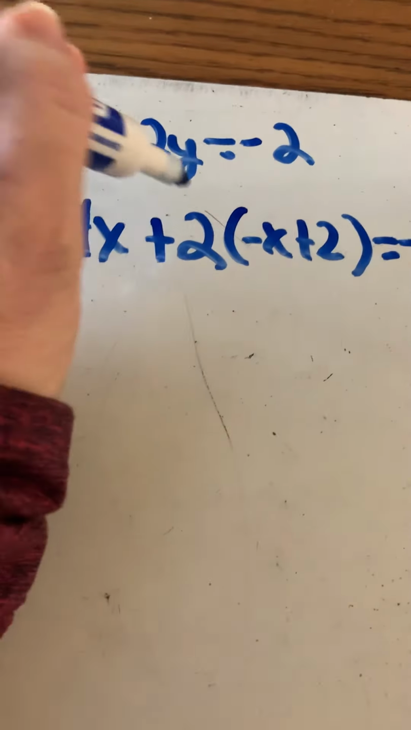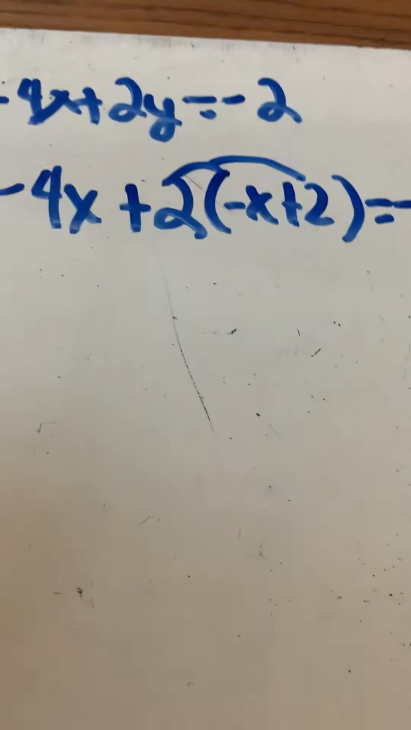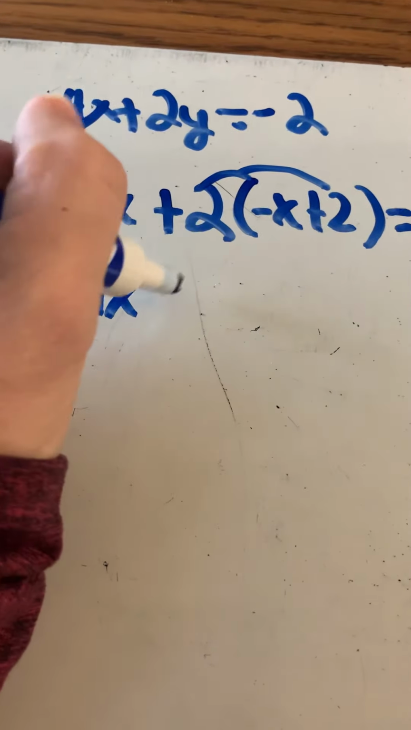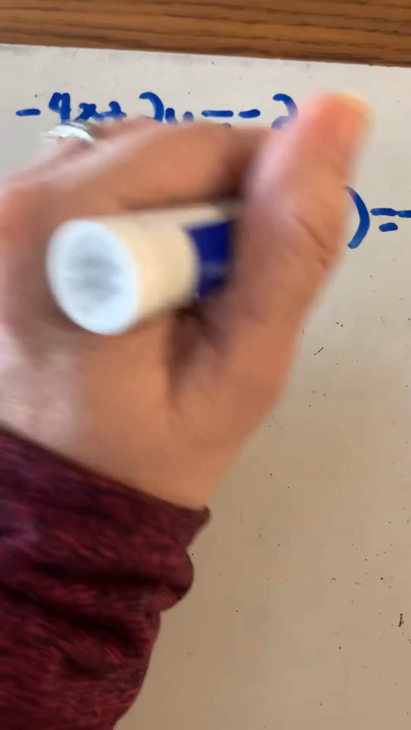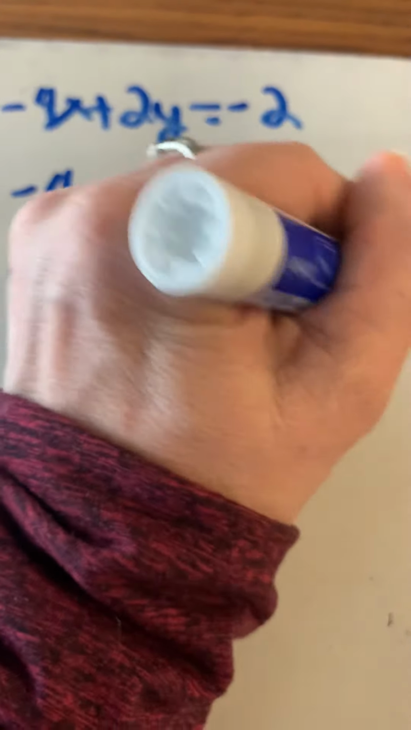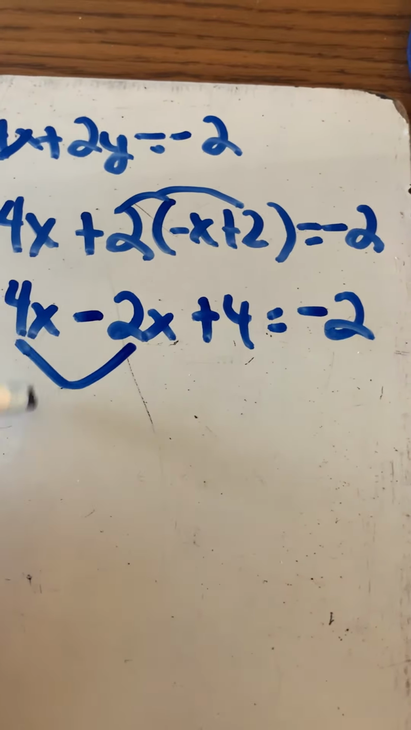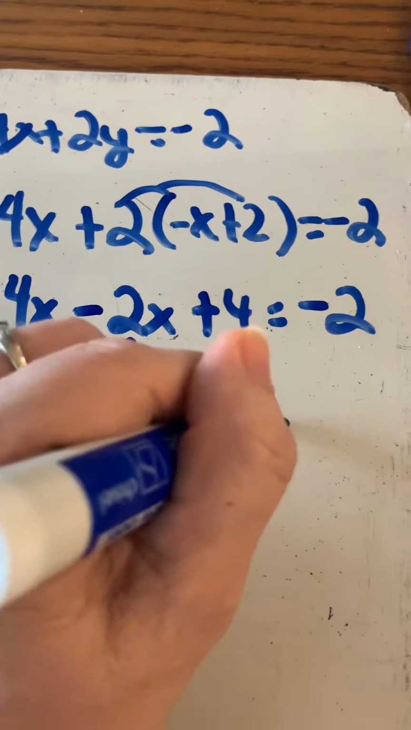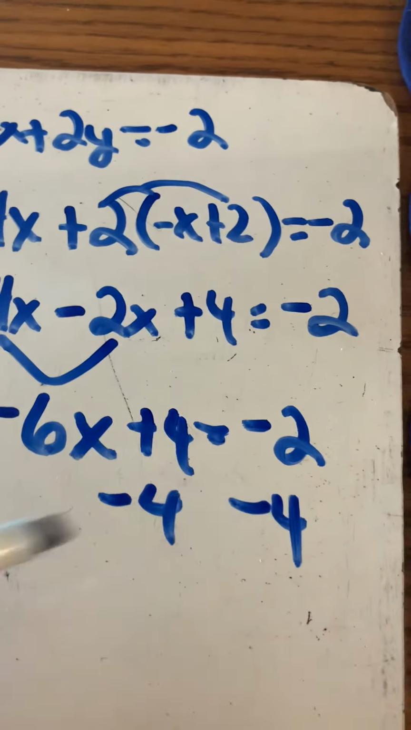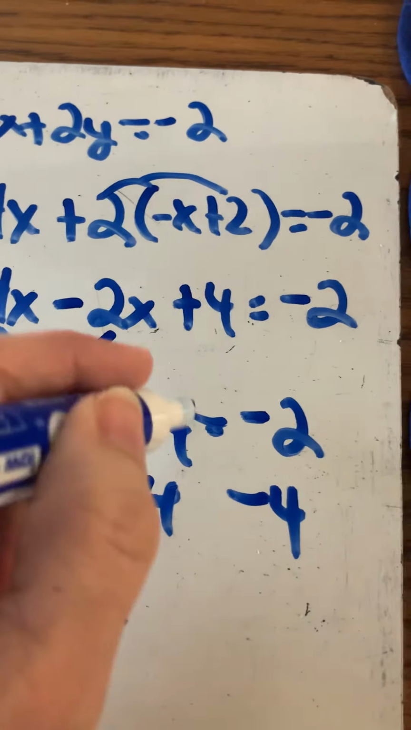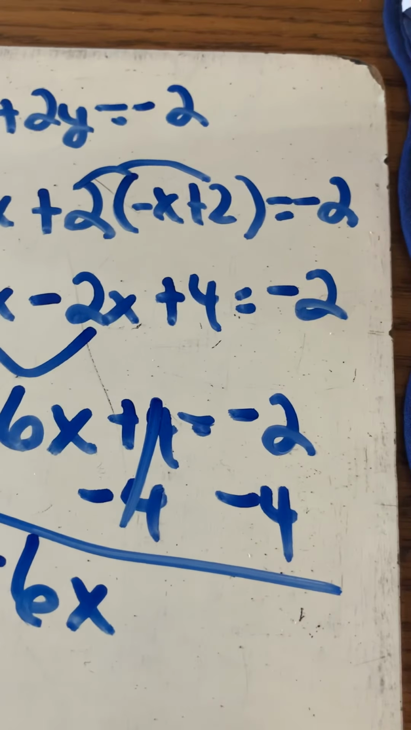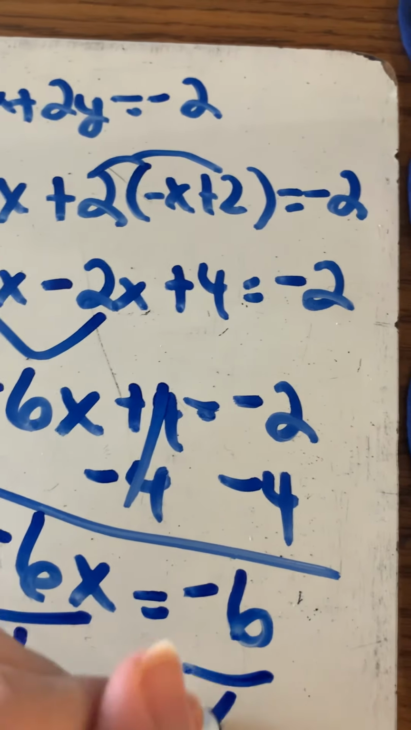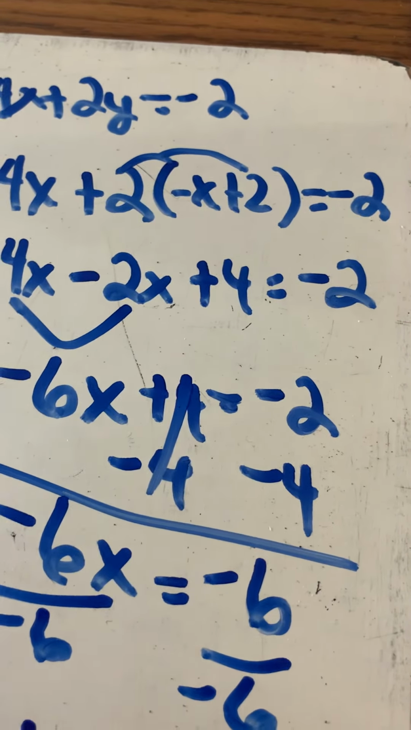So I have to distribute the 2 to each term inside the parentheses. So negative 4x, and then 2 times the negative x is negative 2x, and 2 times 2 is 4, equals negative 2. I'm going to combine my x terms, so that gives me negative 6x plus 4 equals negative 2. Subtract 4 from both sides to isolate the variable term, and I have negative 6x equals negative 6. Divide both sides by negative 6, and I have x equals positive 1.